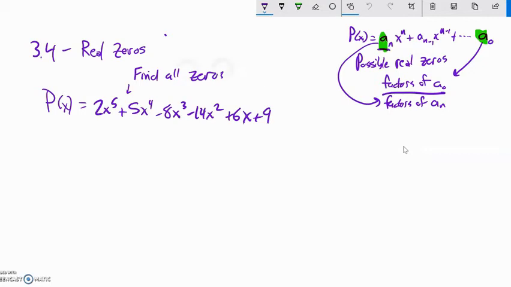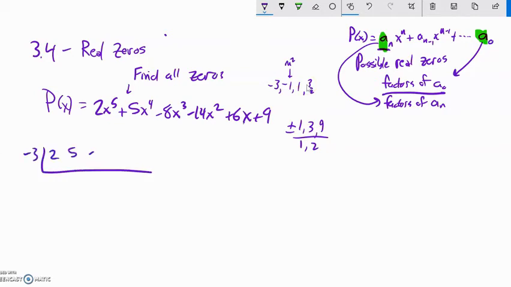So I said negative 3, maybe negative 1. 1 might be repeated. Oh, wait. No, negative 1 was repeated. 1, and I don't know, maybe 3/2? Are those reasonable? Well, let me see. 9 and 2. So factors of 9 over factors of 2. So I definitely see a negative 3, a negative 1, a 1, and I see a 3/2. Those are all good candidates. So let me go through and see if they work. So I'll start with negative 3.